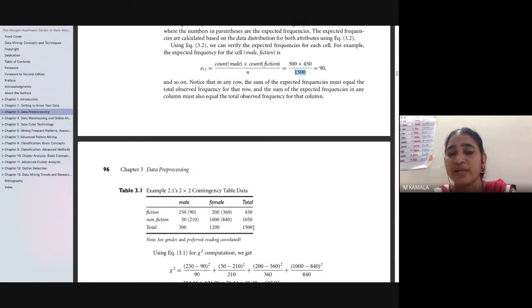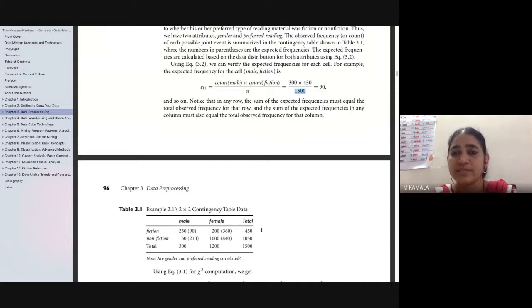Total is 1500. But the values you observed here, this 200 and 1000, are the actual values. What you have to calculate is the expected values. Again, the total of these expected values should be equal to 300. The total of your row expected values should also be equal to 450, and the total of your columns and rows should be equal to 1500, the total population. Are you with me till this point? Yes, ma'am.